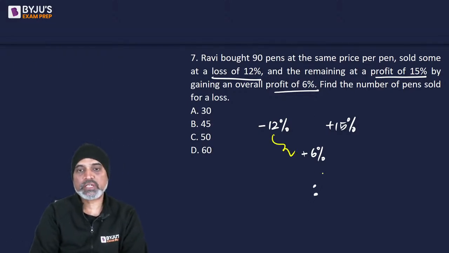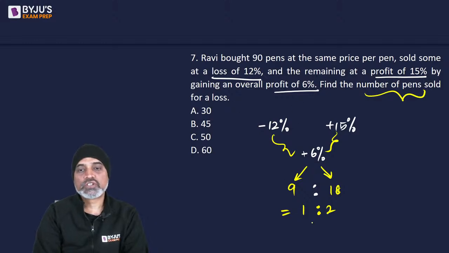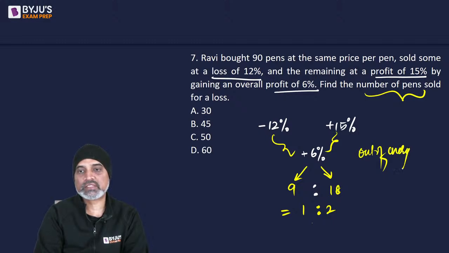So the difference between minus 12 and 6 is 18, and the difference between 15 and 6 is 9. So it was sold in the ratio 1:2. The question asked is, find the number of pens sold for a loss. So can I look at this and say that out of every 3 pens, 1 pen was sold at a loss?